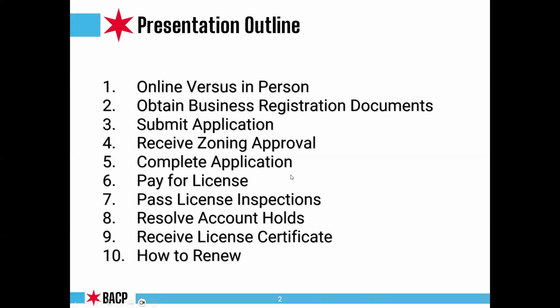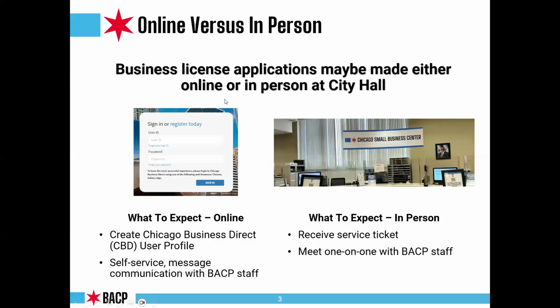And so to begin, let's talk a little bit about what this application process looks like if you were to start it online versus in person. So applications can be entered through our online portal, Chicago Business Direct, if you choose to submit it online. If you choose to go the online option, what you'll first need to do is register, and this can be done at chicago.gov/businessdirect.